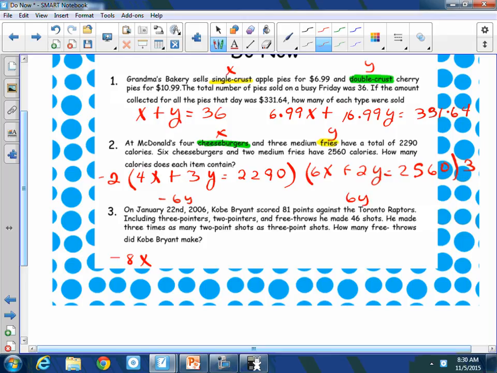So I'm going to forget about the y's. Okay, what is negative 2 times 2,200? Negative 4,000? 400. Negative 4,400. All right, the next one would be 3 times 6x would be 18x. Equals 3 times 2,506.